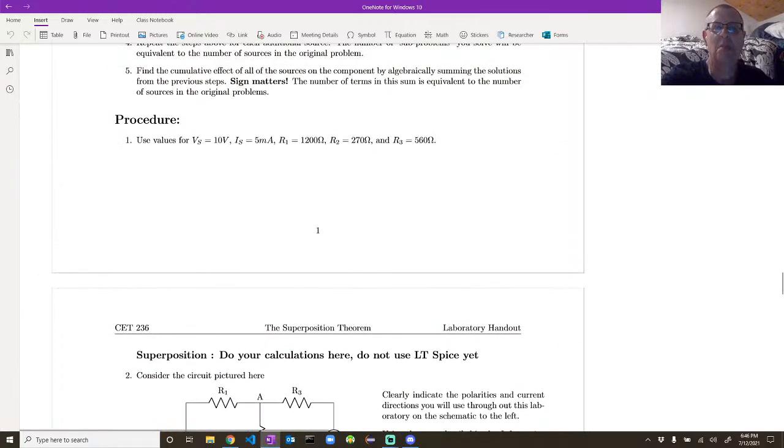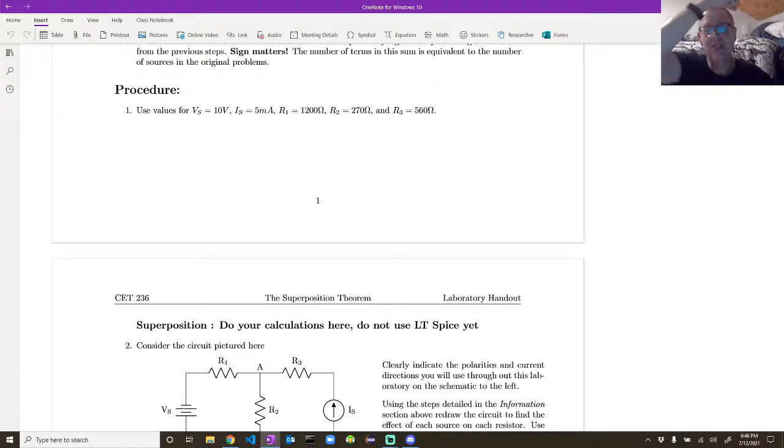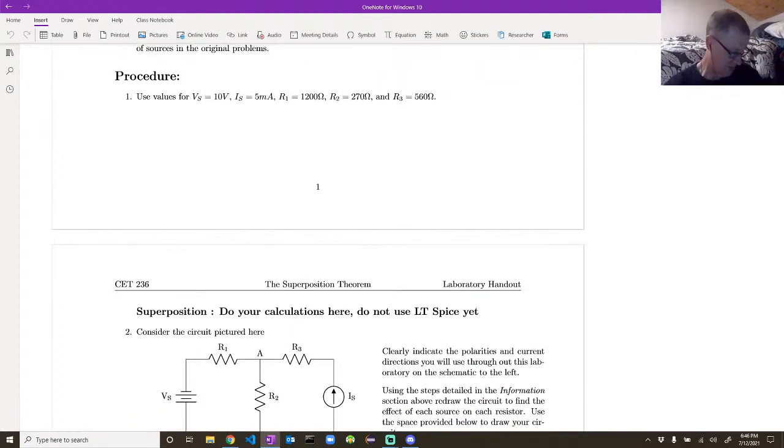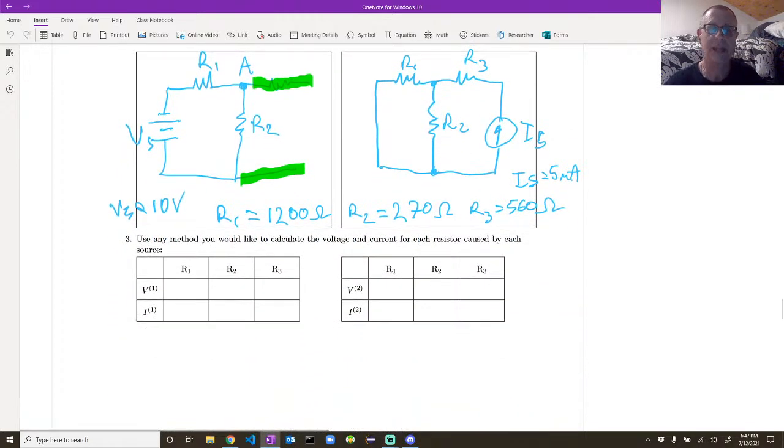And I'll just check the numbers. So 1200, 270, and 560. So let me just put that up there and I'll draw them on here. So R1 is 1200 ohms. R2 is 270 ohms. R3 is 560 ohms. Vs is 10 volts. And IS is 5 milliamps, I think. Yeah, 5 milliamps. Okay.